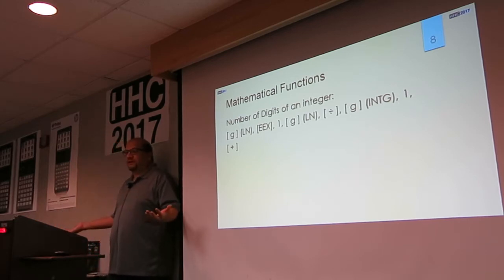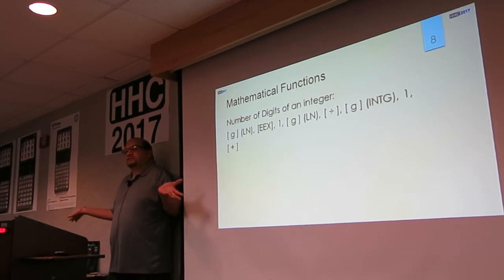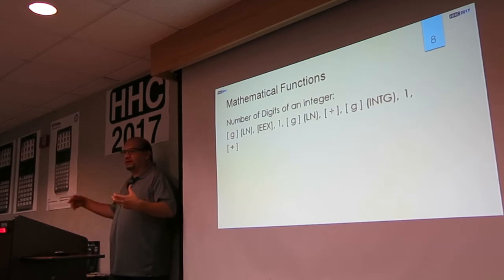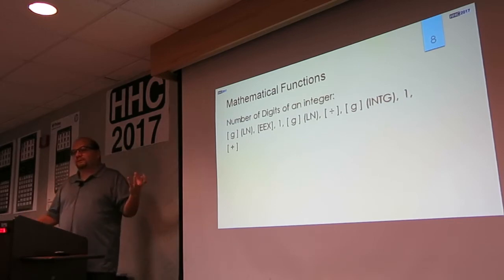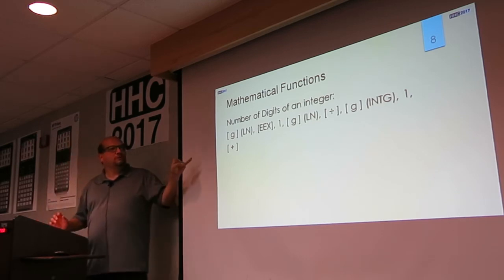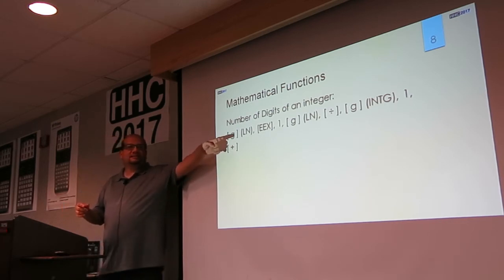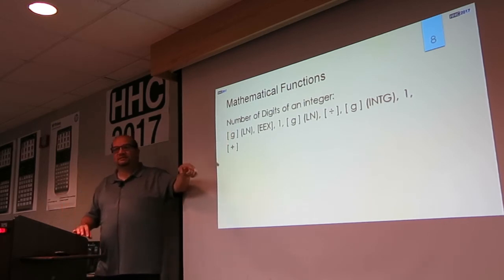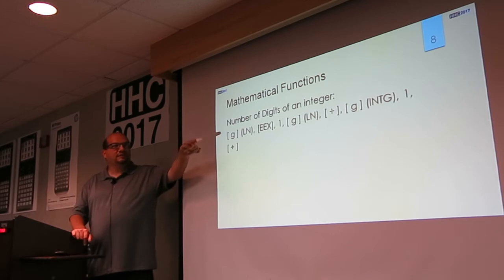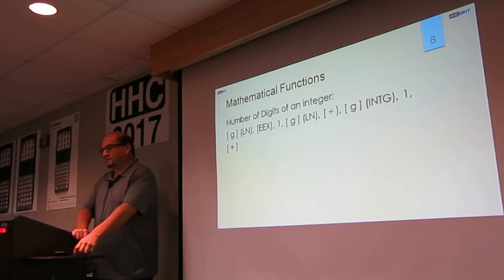So for example, 200 has 3 digits, but the common logarithm of 200 is 2 point something. So we're ignoring the decimals in this case, and we're just worried about the integer part, and then we're going to add 1. So the algorithm of this is natural logarithm, and then EEX 1 to quickly type in 10. Natural logarithm again, divided by, the integer, and then 1, and then adding the 1.